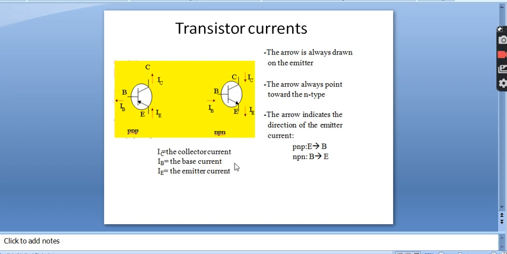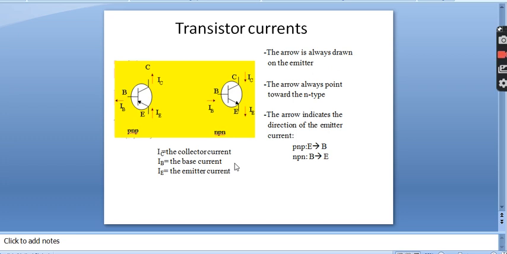Now look at the PNP and NPN transistors. In the case of a PNP transistor, the current direction is from emitter to base. The current is flowing from emitter to base, that is, into the transistor. In the case of an NPN transistor, the arrow mark direction is from the base to the emitter, so the current direction is out of the transistor.